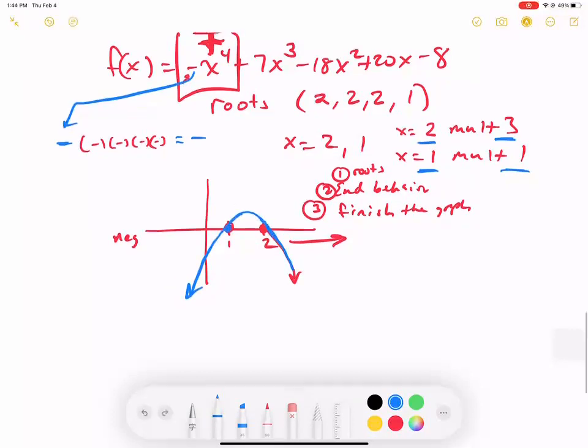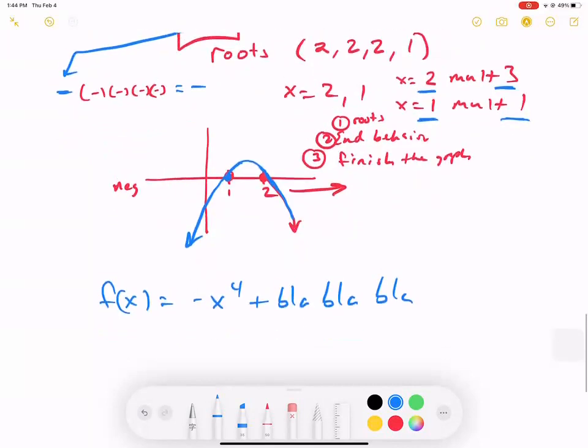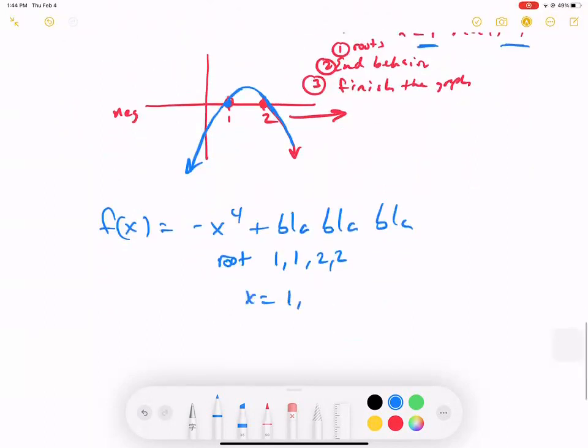Now I'm going to give you another graph here. F of x equals negative x to the fourth plus blah, blah, blah. Okay? We don't need to fill in the rest, but I'm going to tell you the roots are going to be 1, 1, 2, 2. So the roots are going to be 1 and 2. When x equals 1, the multiplicity is what? What's the multiplicity in this version? The multiplicity is 2. It happens twice. And for x equals 2, the multiplicity is 2 also.